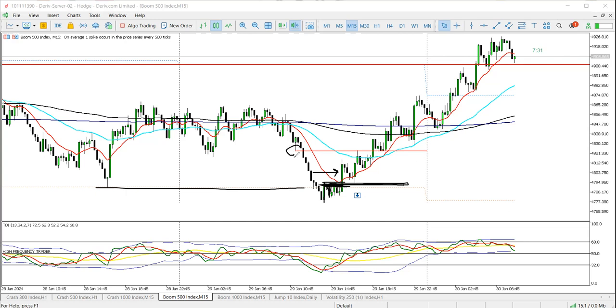Then I also marked this zone because in case they were going down, I wanted to see price rejecting this area and then starting to push down. But if you notice what happened is there was an inverse reaction to what I was anticipating. So I was anticipating them to reject and go down. But what they did is they broke and retested, and they continued just pushing up.